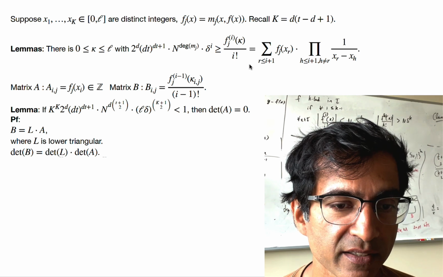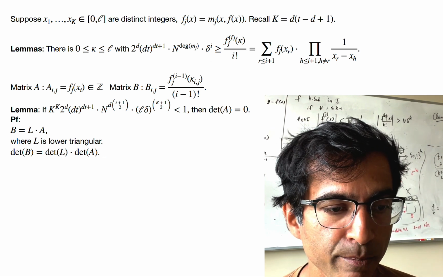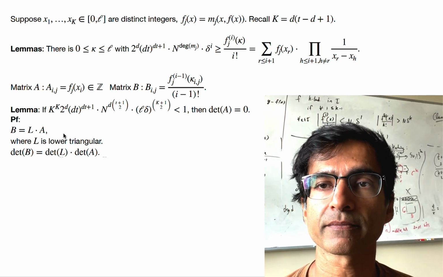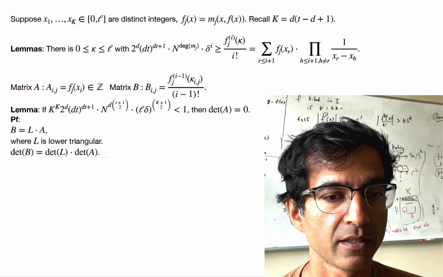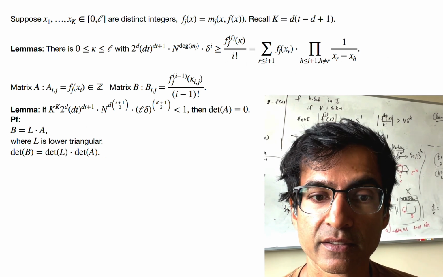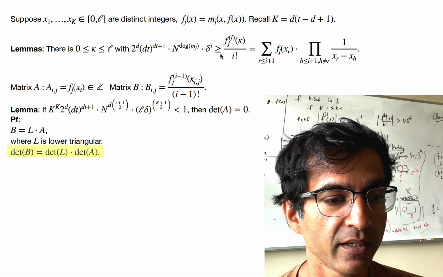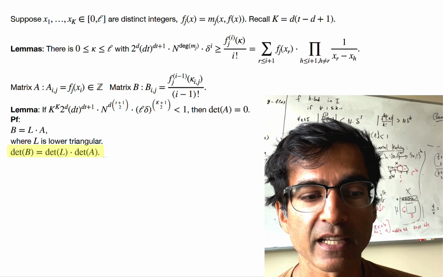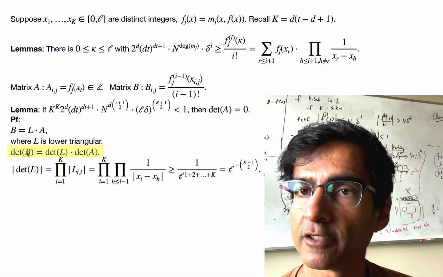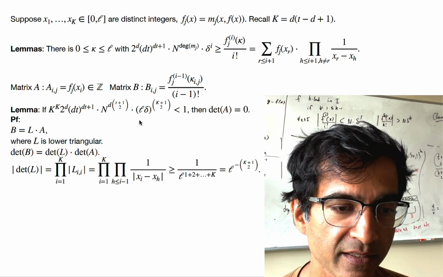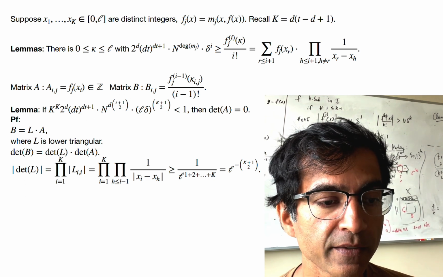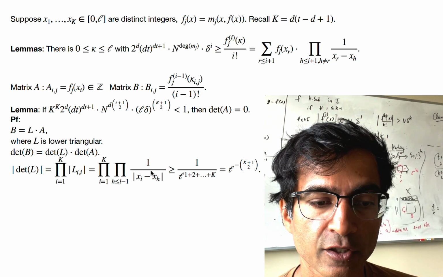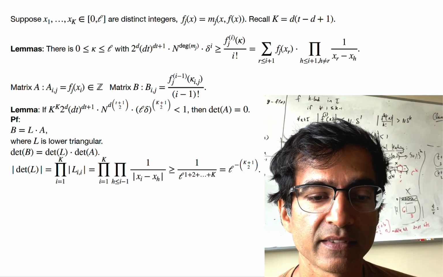It's because this equation says that the matrix B can be expressed as L times A, where L is a lower triangular matrix. It's the lower triangular matrix given by this equation. And that means the determinant of B is equal to the determinant of L times the determinant of A. And we can bound both the determinant of L and the determinant of B using this inequality. That's because the determinant of L, it's lower triangular, so it's just the product of the diagonal entries, and the diagonal entries are controlled. Okay. They can be expressed like this.